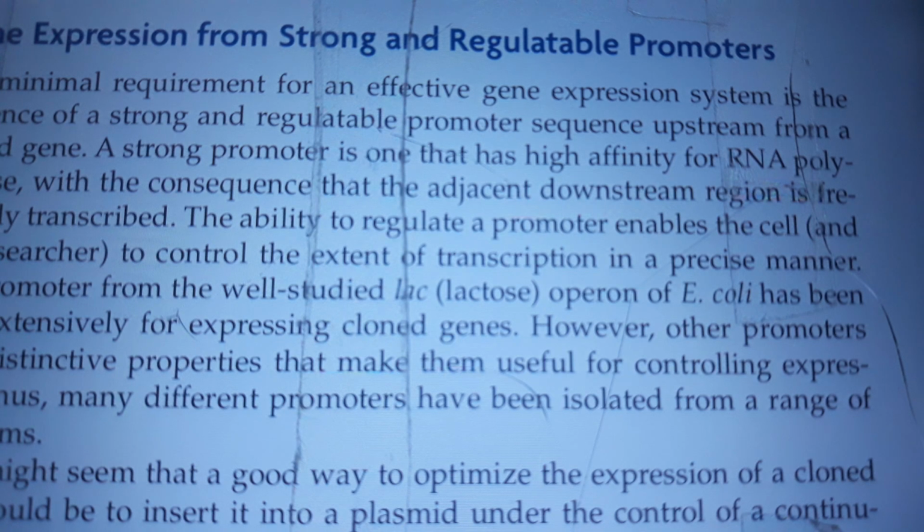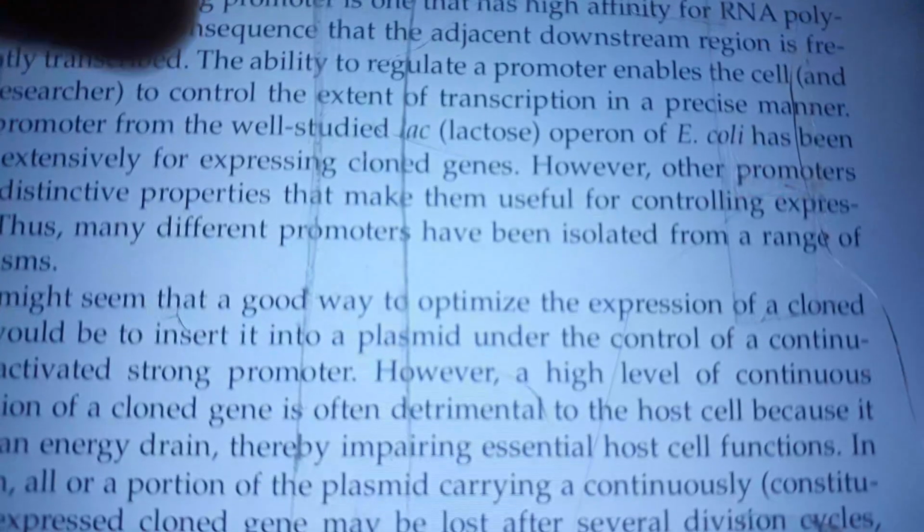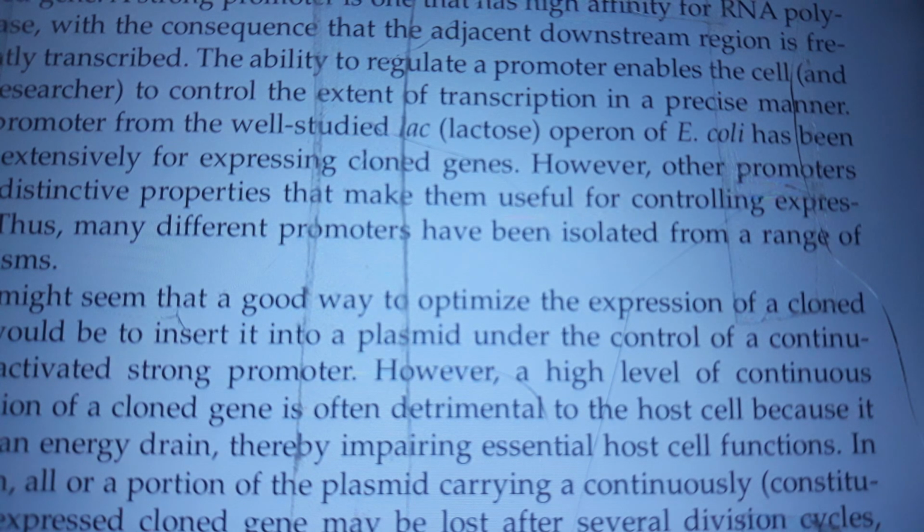The minimal requirement for an effective gene expression system is the presence of a strong and regulatable promoter sequence upstream from a cloned gene. A strong promoter is one that has high affinity for RNA polymerase, with the consequence that the adjacent downstream region is frequently transcribed. The ability to regulate a promoter enables the cell and the researcher to control the extent of transcription in a precise manner.